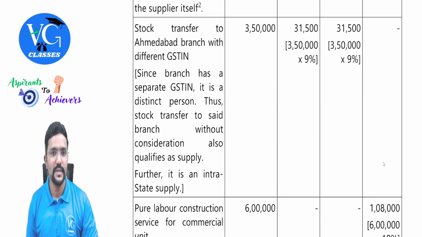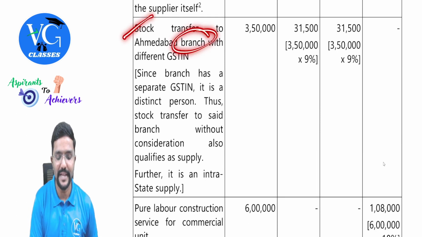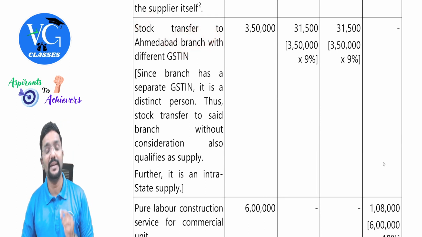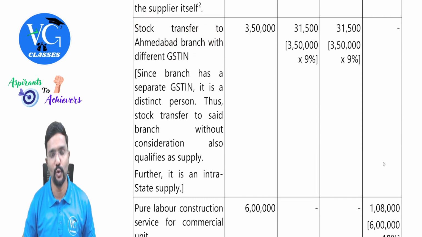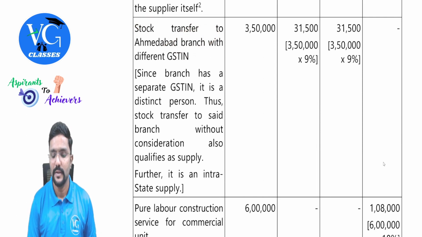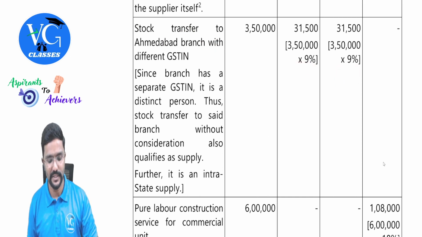Okay. Next, stock transfer to Ahmedabad branch. So it is an intra-state supply, but first of all, is it a supply? Yes, as per para 2 of Schedule 1. Yes, sir. So again 9%, 9% each.